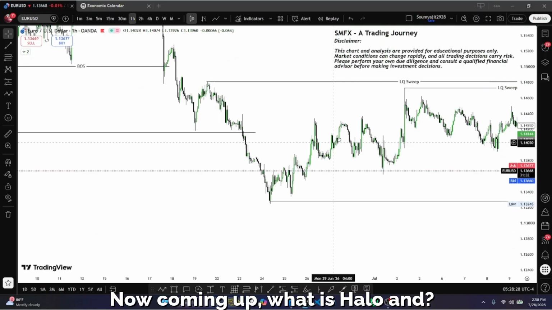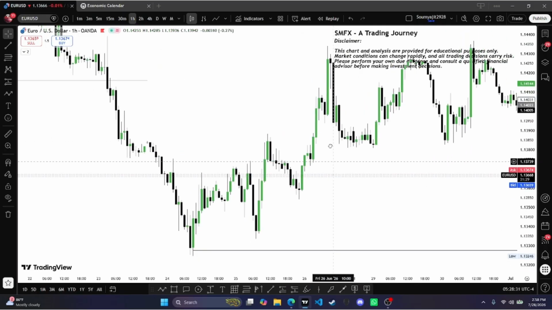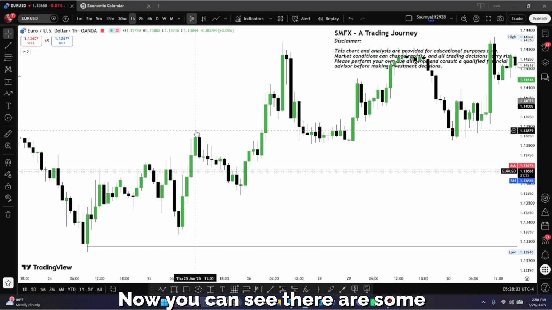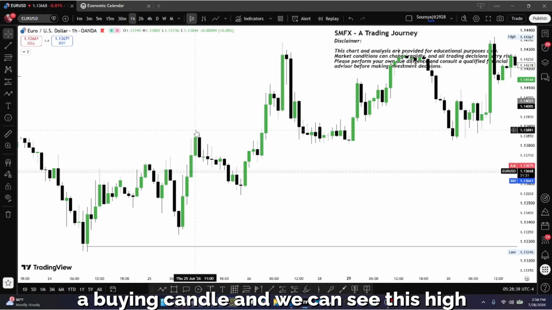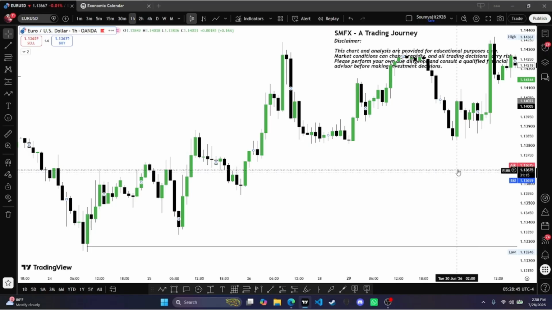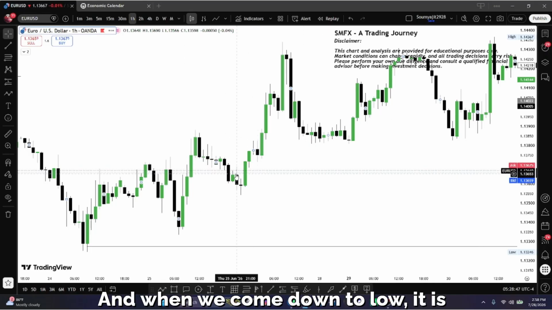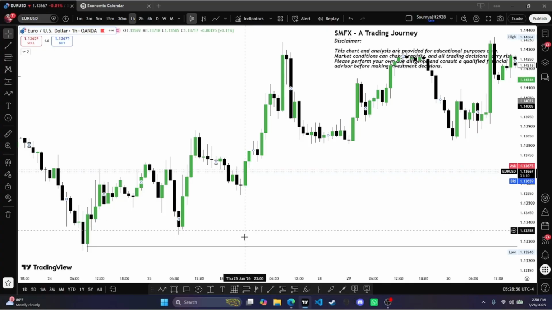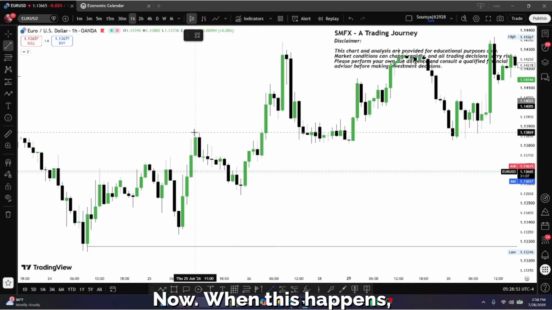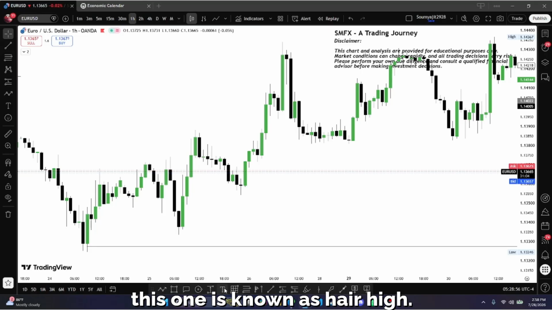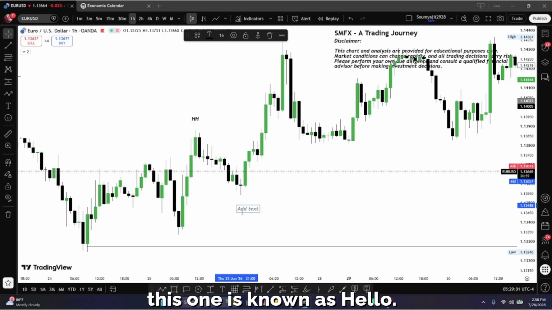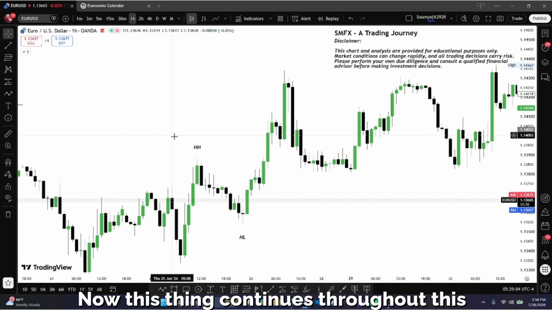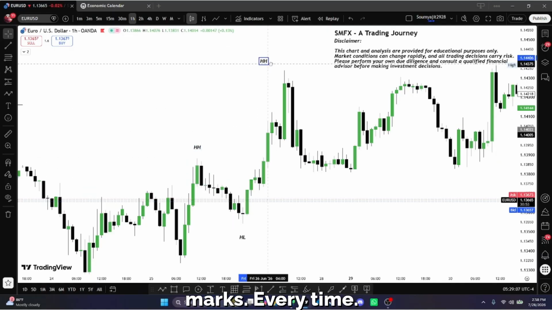Now coming up, what is a higher low and higher high? Now you can see there are some consecutive candles making a high. Why is this a high? Because it is a buying candle, and we can see this high was made of a wick towards the upside. And when we come down to a low, it is generally a wick towards the downside. Now, when this happens, this one is known as higher high, higher high, and this one is known as higher low. Now this thing continues throughout the markets every time.